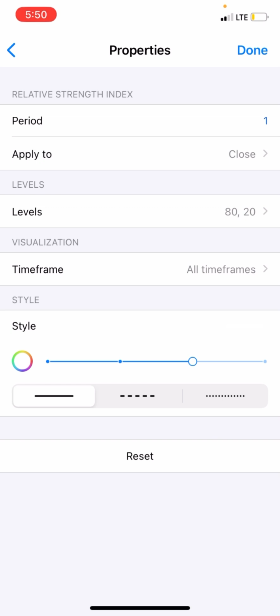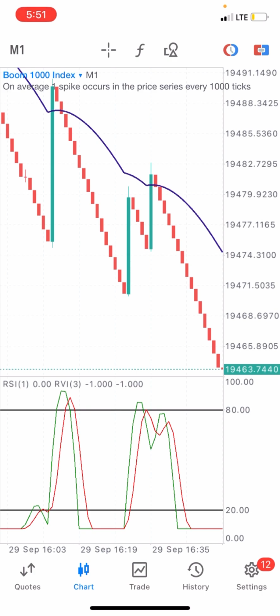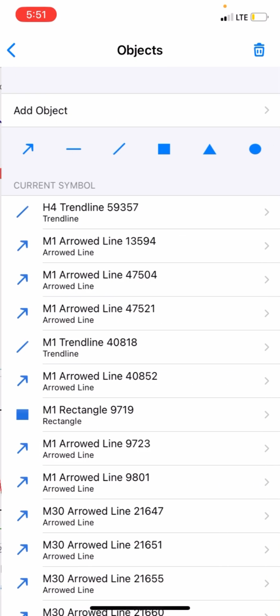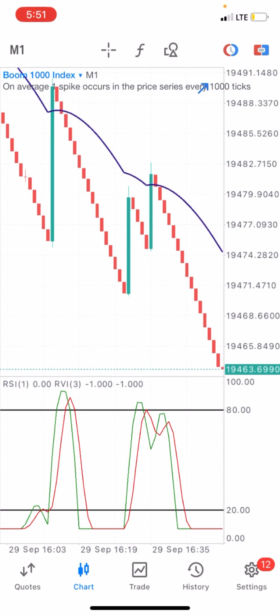But for the visualization area, the style should be the same color as the background of your chart. Very important. If you are using a dark background, you want to use black. If you are using a white background, just like myself here, you want to use white. Then click done, and you will have your relative strength index levels, which are the two black lines pointed up and below.